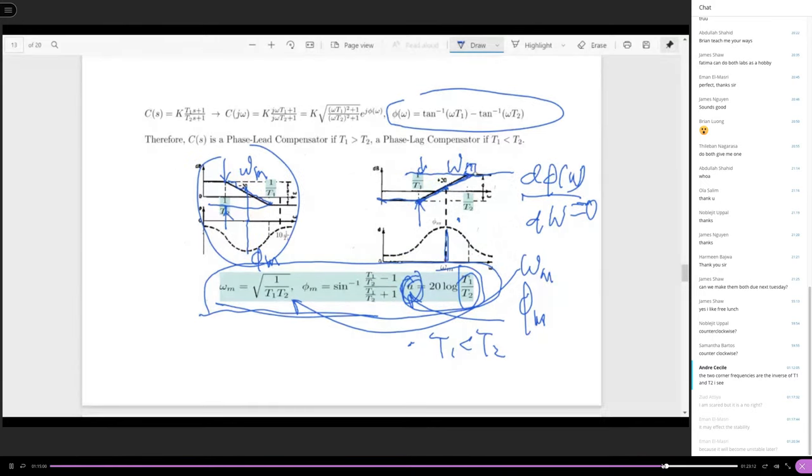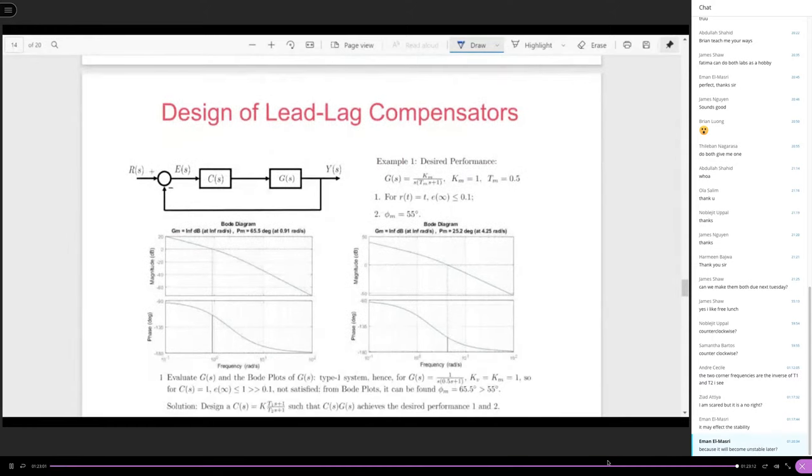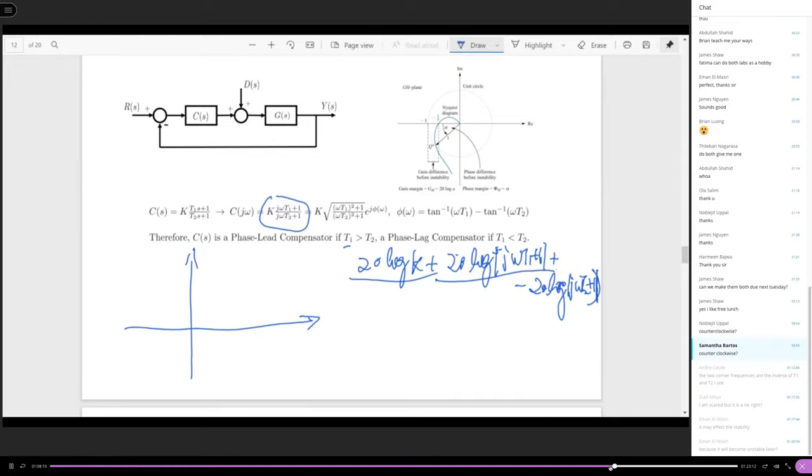For T1 less than T2, this magnitude change is positive. It's a roll off, raised off, right? It's positive. If you can, read the example for this. This is a standard numerator first order case. We already know how to draw it.